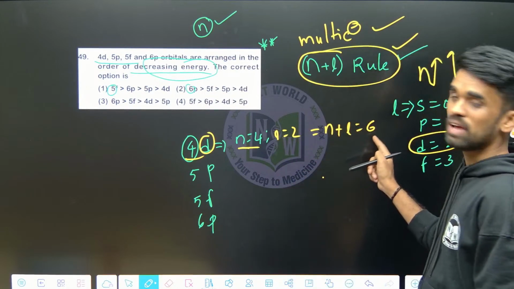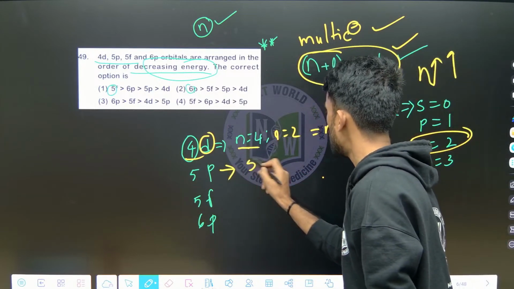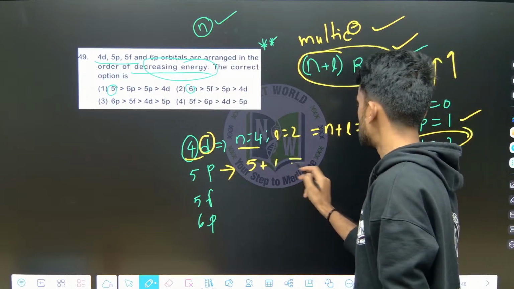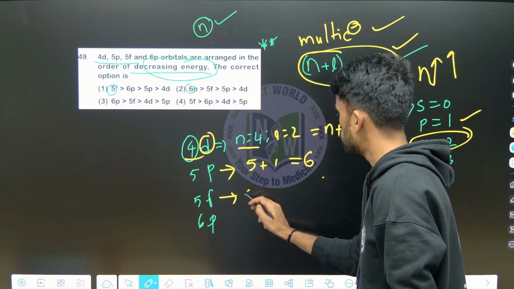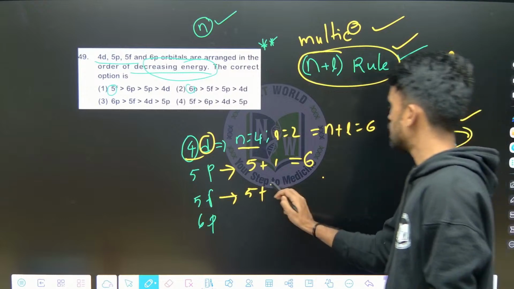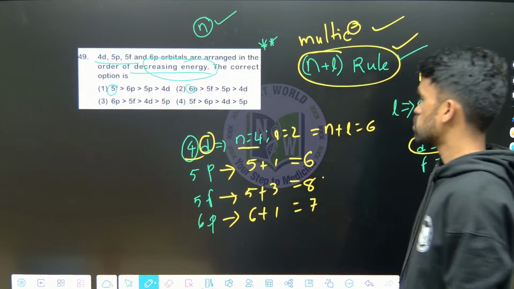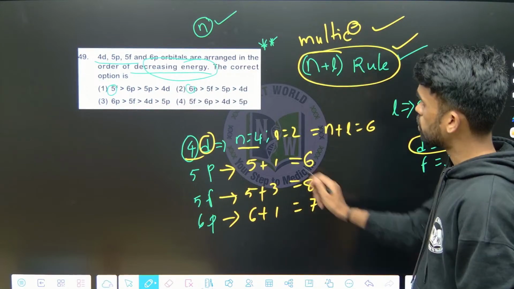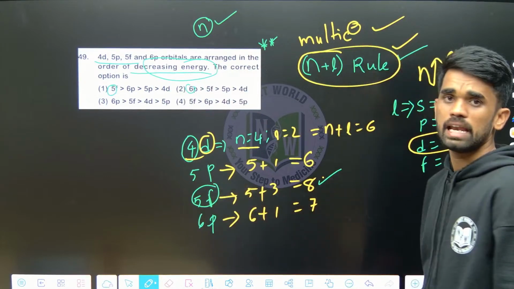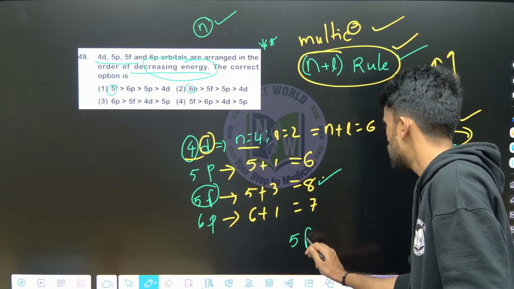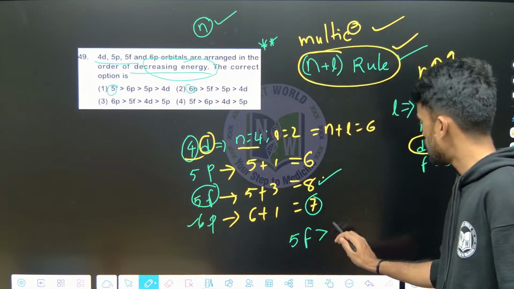The higher the n plus l value, the higher its energy. For 5p it will be 5 plus 1, so 6. For 5f it is 5 plus 3, so 8. For 6p it is 6 plus 1, which is 7. They are asking about decreasing order. So the highest is 5f, because it has the highest n plus l value, so the highest energy is for 5f. Then next, 7 is for 6p, so write 6p here.